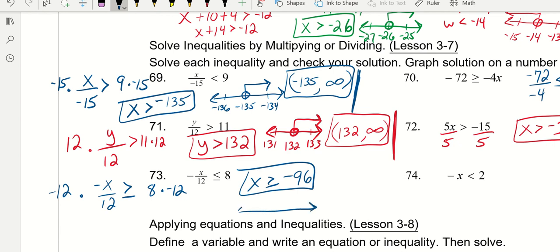On my number line, it looks like this. Negative 96, negative 95, negative 97. Closed circle at negative 96. We shade to the right. X is greater than or equal to negative 96. Now, interval notation. At negative 96, that's the low end. The high end is infinity, shades to the right forever, parenthesis around infinity, and that's a closed circle at negative 96, so we get a bracket. There we go.